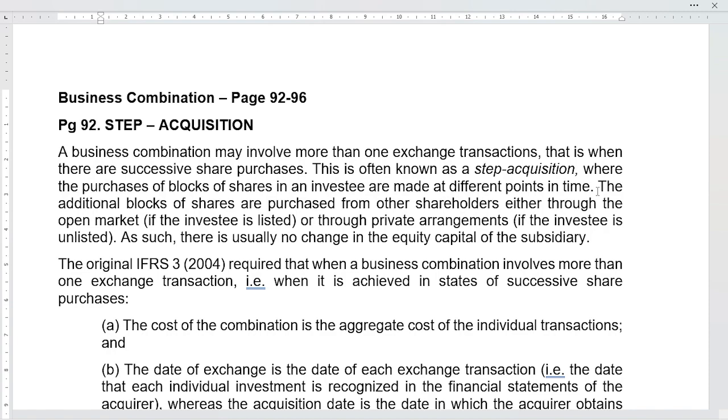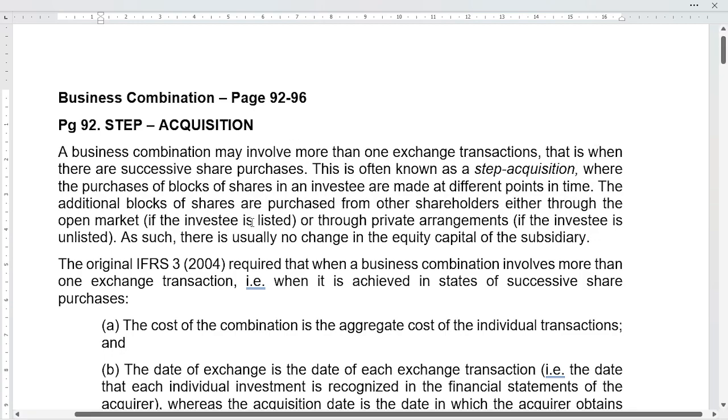So, why is it called a step acquisition? It is because, for example, it's possible for the acquirer to acquire only less than 51%, the majority of the shares of the acquiree, and then later on add another certain percentage up to the point na it achieved the majority of 51% and above.